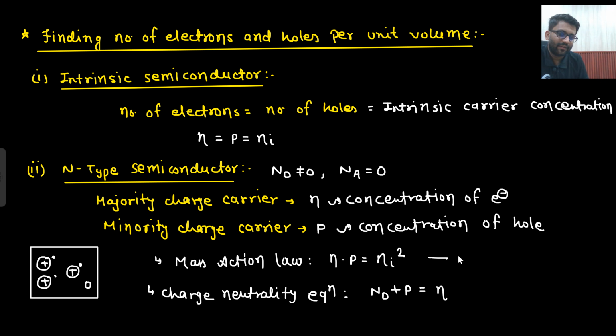This is the equation 1 I am having. This is the equation 2 I am having. Now from here, what will I find out? First I will find out the value of N. This N remains as it is. In place of P, I will put N minus Nd. This is equation 3. So I will use equations 1 and 3.